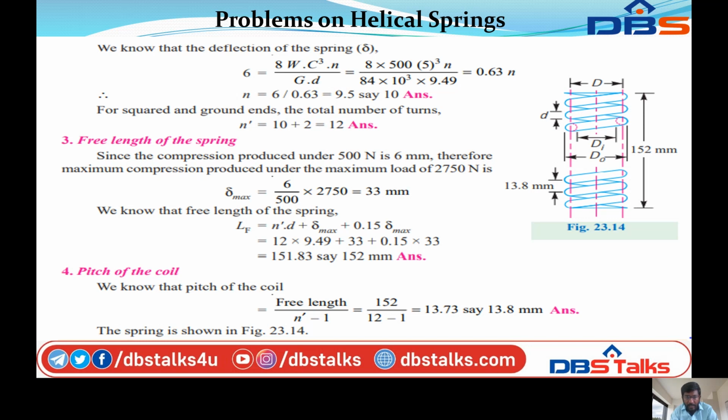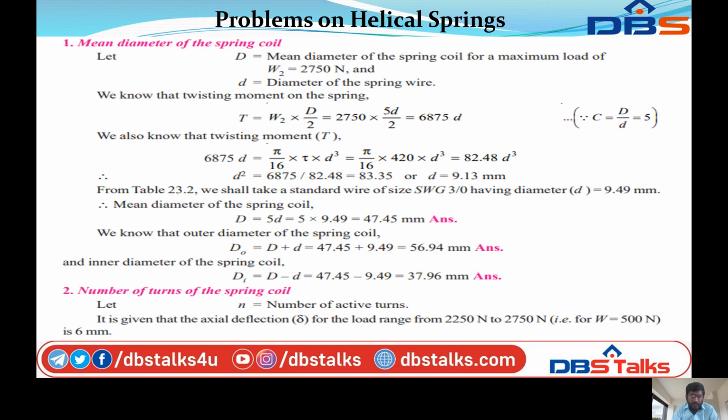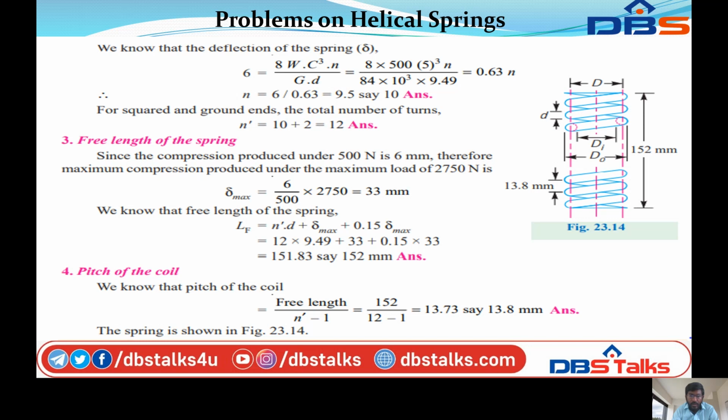You can see the figure. This is the capital D, small d diameter, Di inner diameter, Do outer diameter. The length of the spring is 152, and the pitch is 13.8 mm, the distance between one coil and the next. Next we can calculate the free length of the spring.